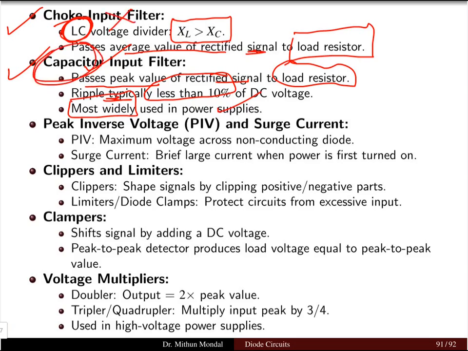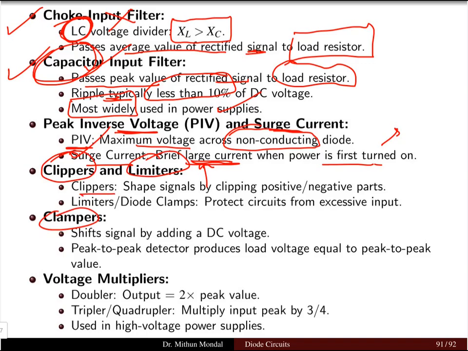We discussed 2 important terms, the peak inverse voltage and the surge current. Peak inverse voltage is nothing but the maximum voltage which the diode has to withstand when it is non-conducting. Surge current is a brief large current when power is first turned on. So when the power is turned on, the diode has to withstand a very large current, which is known as surge current. We have discussed certain circuits like clippers, limiters, and clampers.